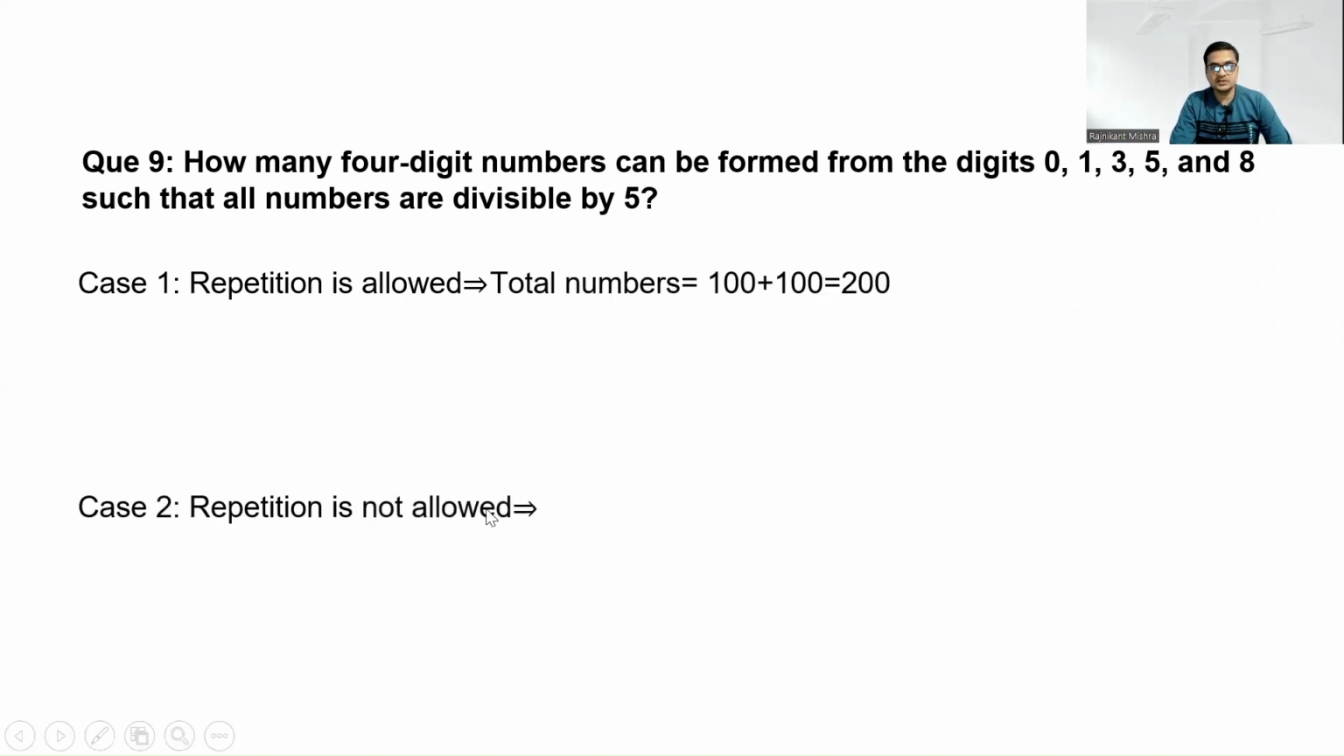Case 2, repetition is not allowed. If you put 0 at unit place, means only one choice. Then for first position, only 4 choices are remaining, 1, 3, 5 and 8.